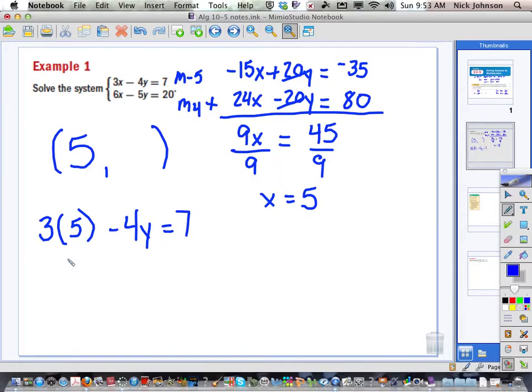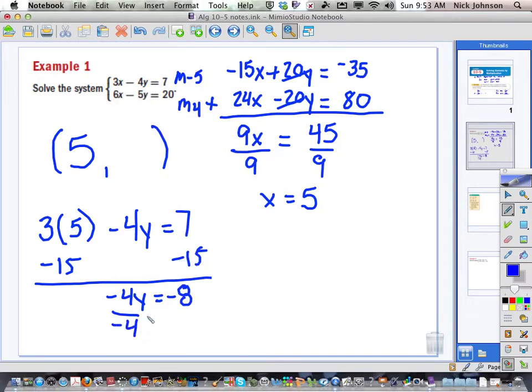What is 3 times 5? Well, 3 times 5 is 15. So the inverse of adding 15 is subtracting 15. That gives me a negative 4y is equal to 8, correct? Negative 8, because the sign is on the bigger number. I divide by a negative 4. And a negative 8 divided by a negative 4, negative divided by a negative is positive. 8 divided by 4 is 2. So the coordinate point where these two equations meet is 5, 2.